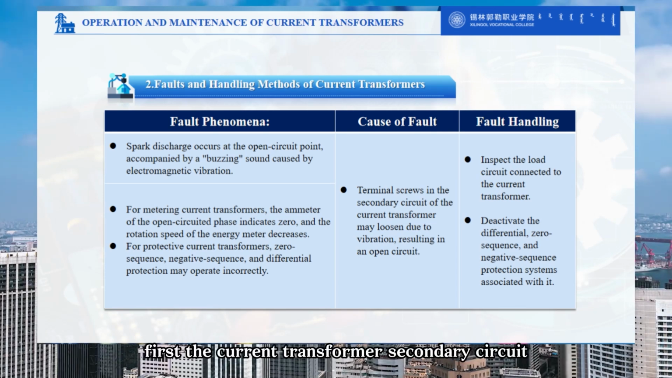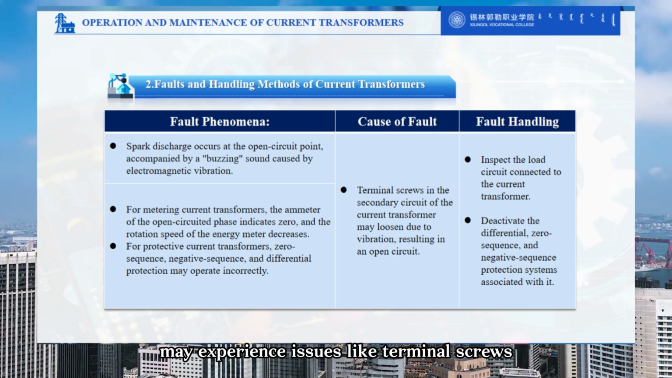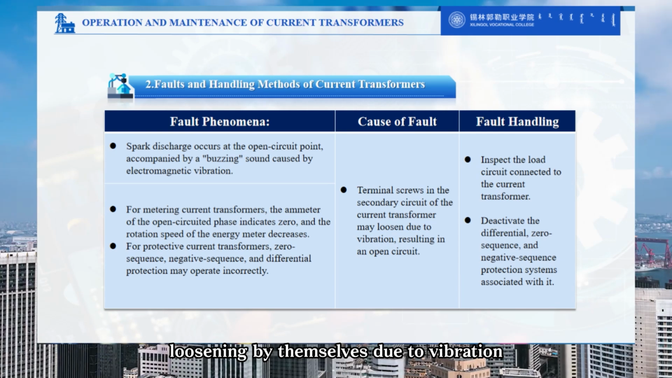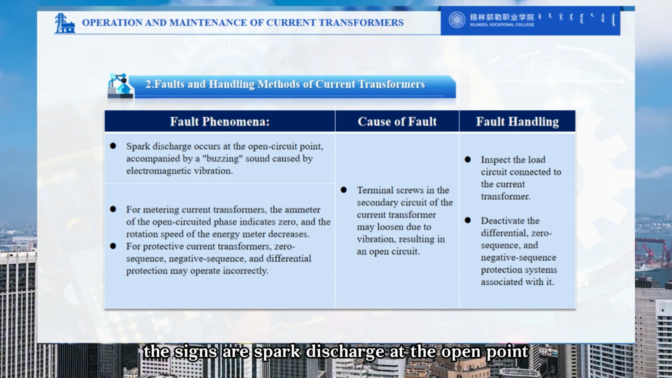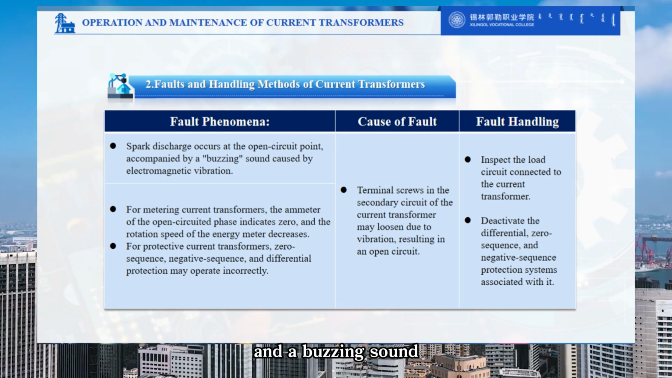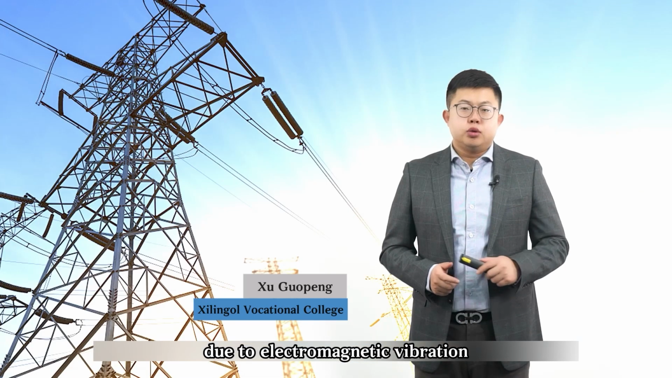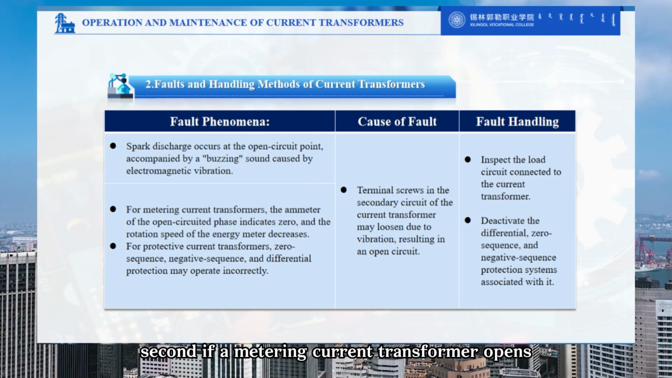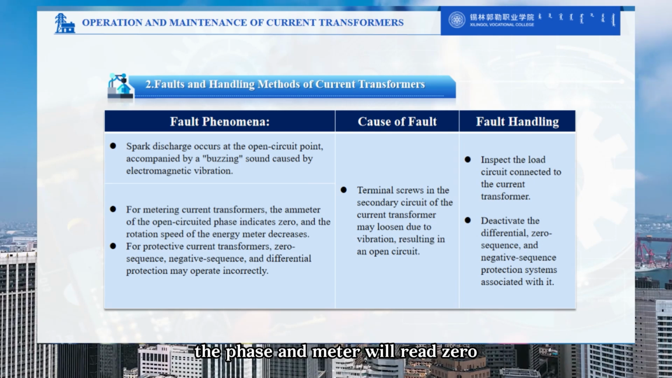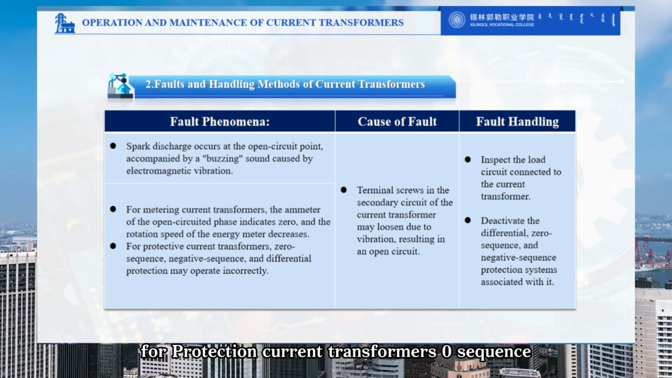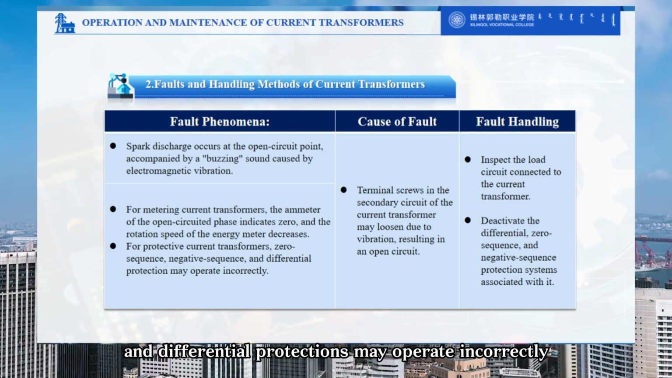First, the current transformer secondary circuit may experience issues like terminal screws loosening by themselves due to vibration, causing an open circuit in the secondary circuit. The signs are spark discharge at the open point and a buzzing sound due to electromagnetic vibration. Second, if a metering current transformer opens, the phase ammeter will read 0 and the energy meter's speed will decrease. For protection current transformers, 0 sequence, negative sequence, and differential protections may operate incorrectly.